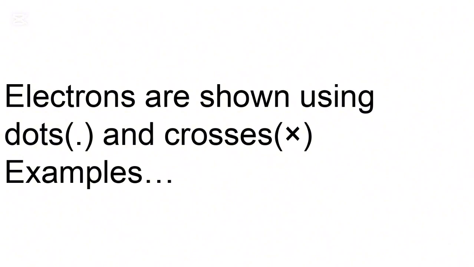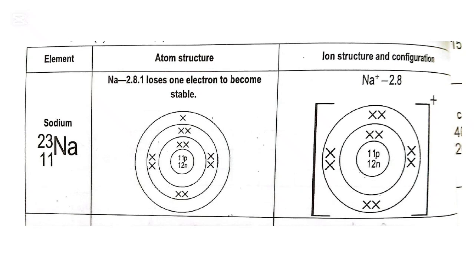Some examples. In the first example, we have sodium with a mass number of 23 and an atomic number of 11, which means it has 11 electrons. So the 11 electrons are arranged in form of crosses as 2, 8, 1: 2 in the innermost energy level, 8 in the second energy level, and 1 in the third energy level.